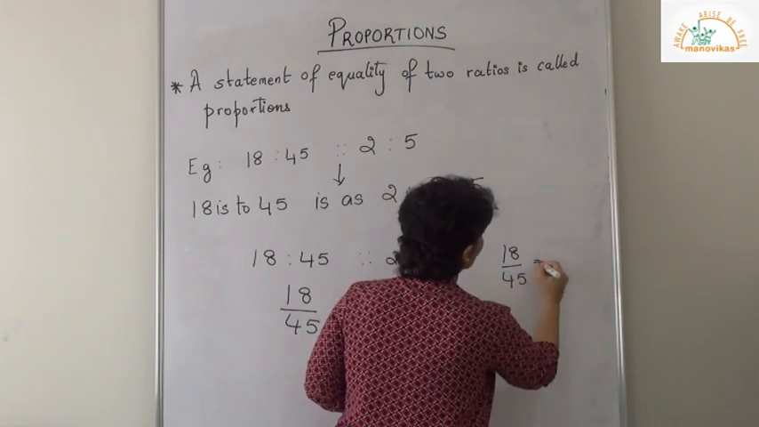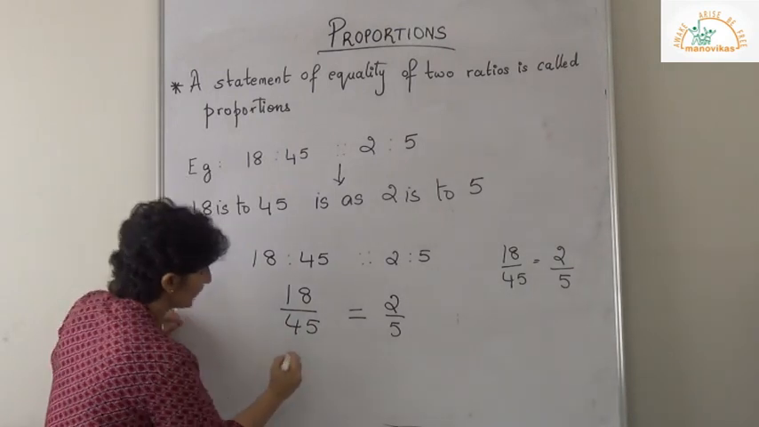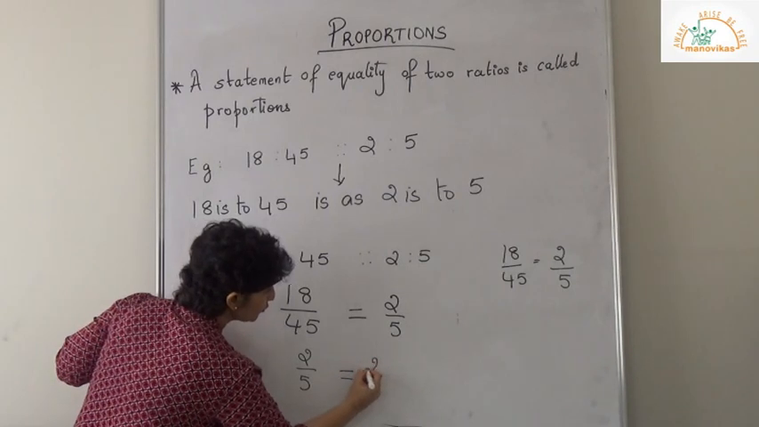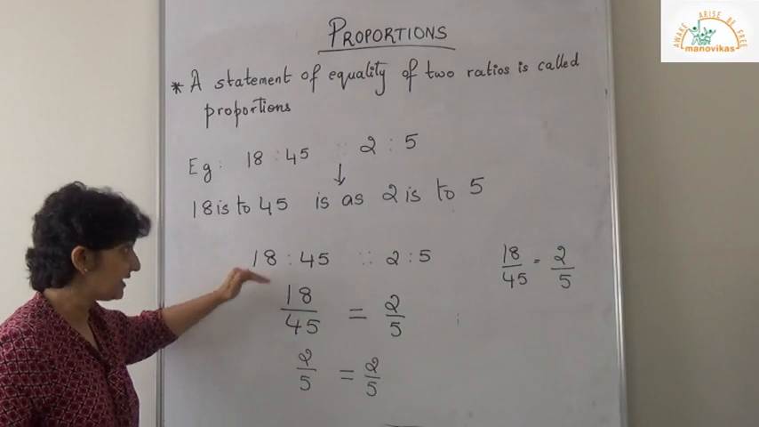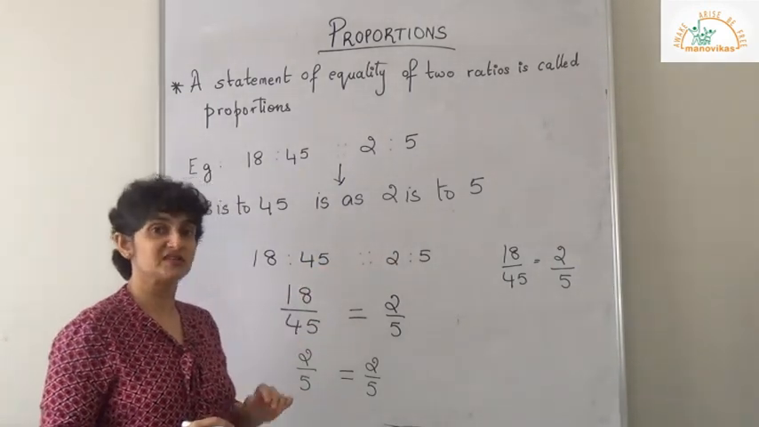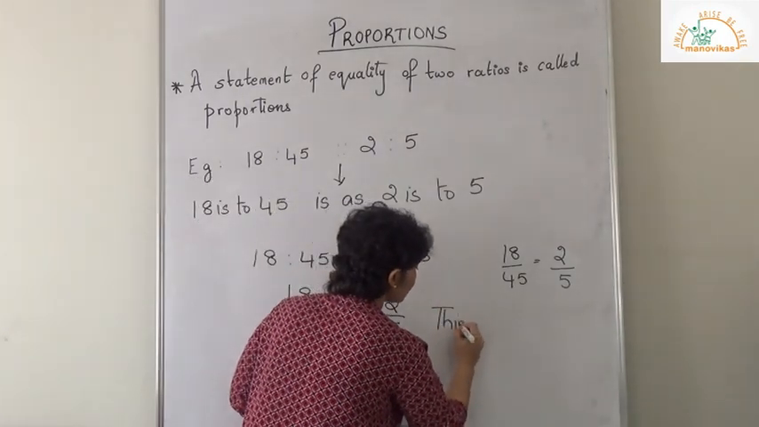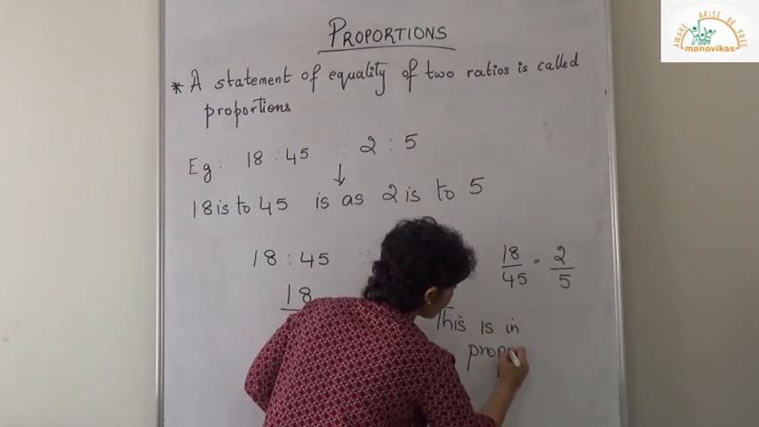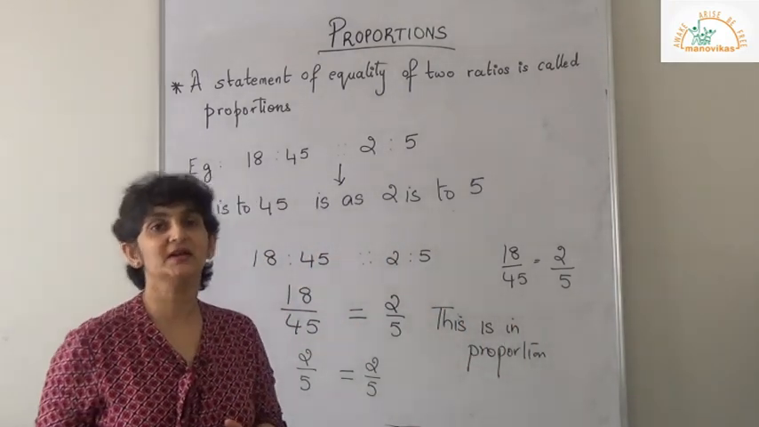So, 9 2s are 18, 9 5s are 45. So, I get this as 2 upon 5, which is equal to 2 upon 5. So, that means 18 is to 45 is in proportion with 2 is to 5. That means we can say this is in proportion. I hope you have understood. Let's move on to the next.